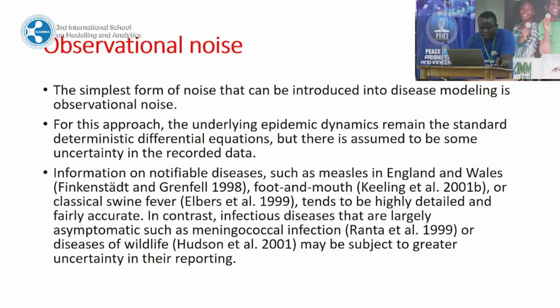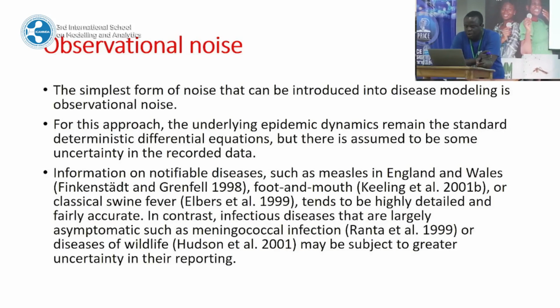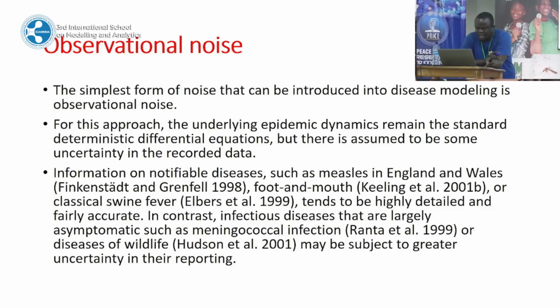Now, observational noise. The simplest form of noise that can be introduced into disease modeling is observational noise. For this approach, the underlying epidemic dynamics remain the standard deterministic differential equation, but there is assumed to be some uncertainty in the recorded data. We're talking about data now.